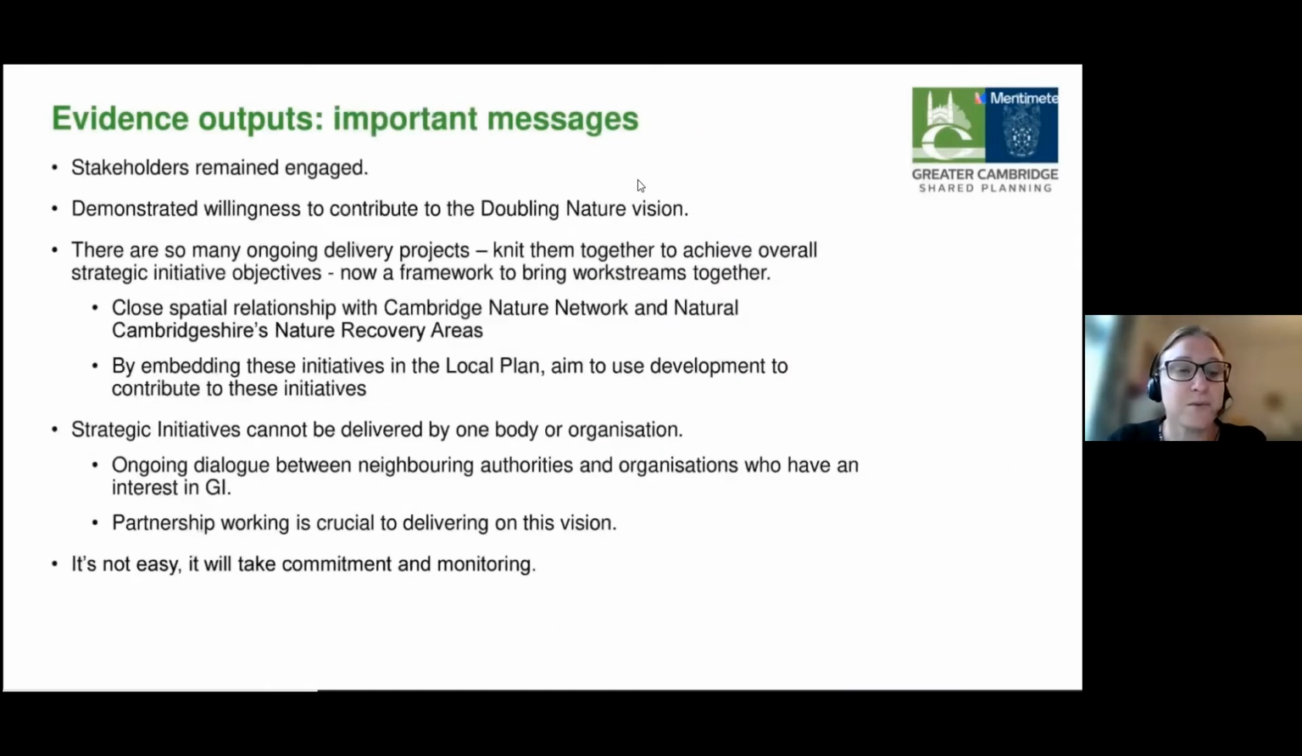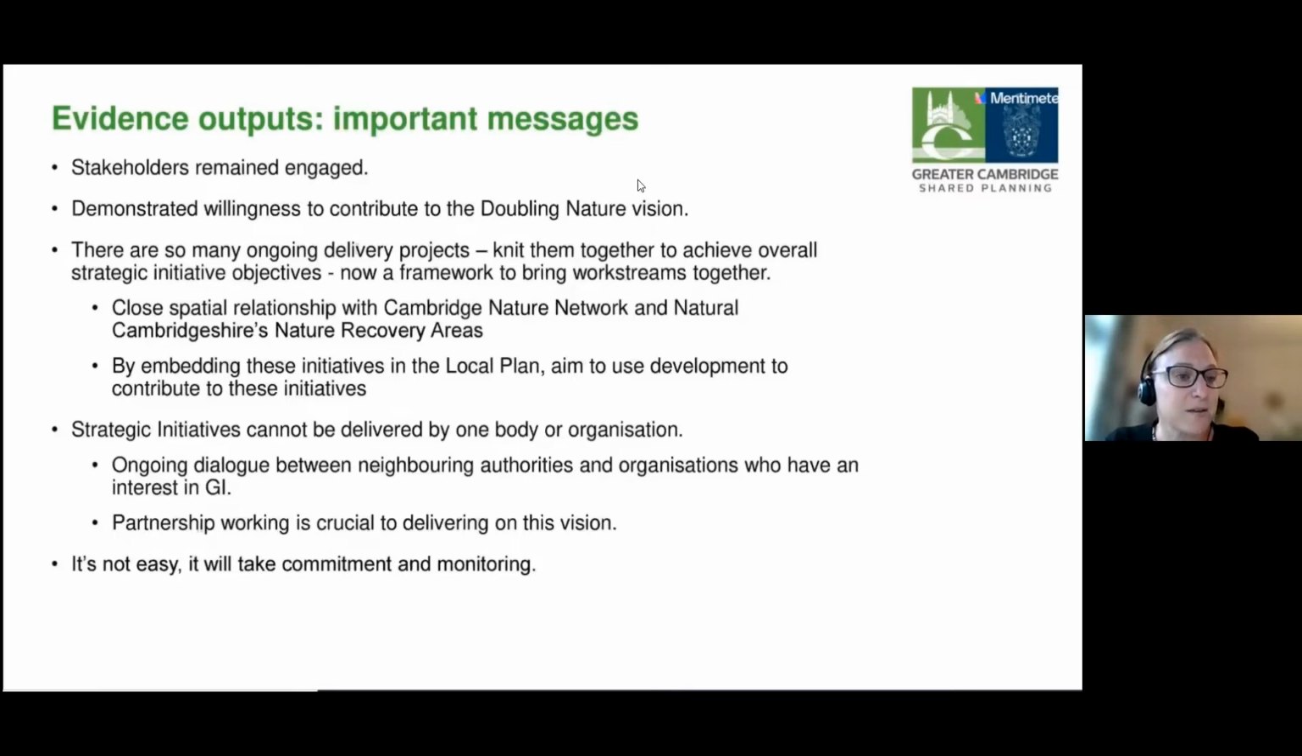Just thinking back over the most important messages that came out of all of this work, I think it's really worth reiterating that stakeholders remained so engaged the whole way through the study. Everybody that we spoke to demonstrated willingness to contribute to the doubling nature vision, and we also found so many ongoing delivery projects. So what we tried to do was knit them together to achieve the overall strategic initiative objectives. So now there's a framework to bring all of these different work streams together.